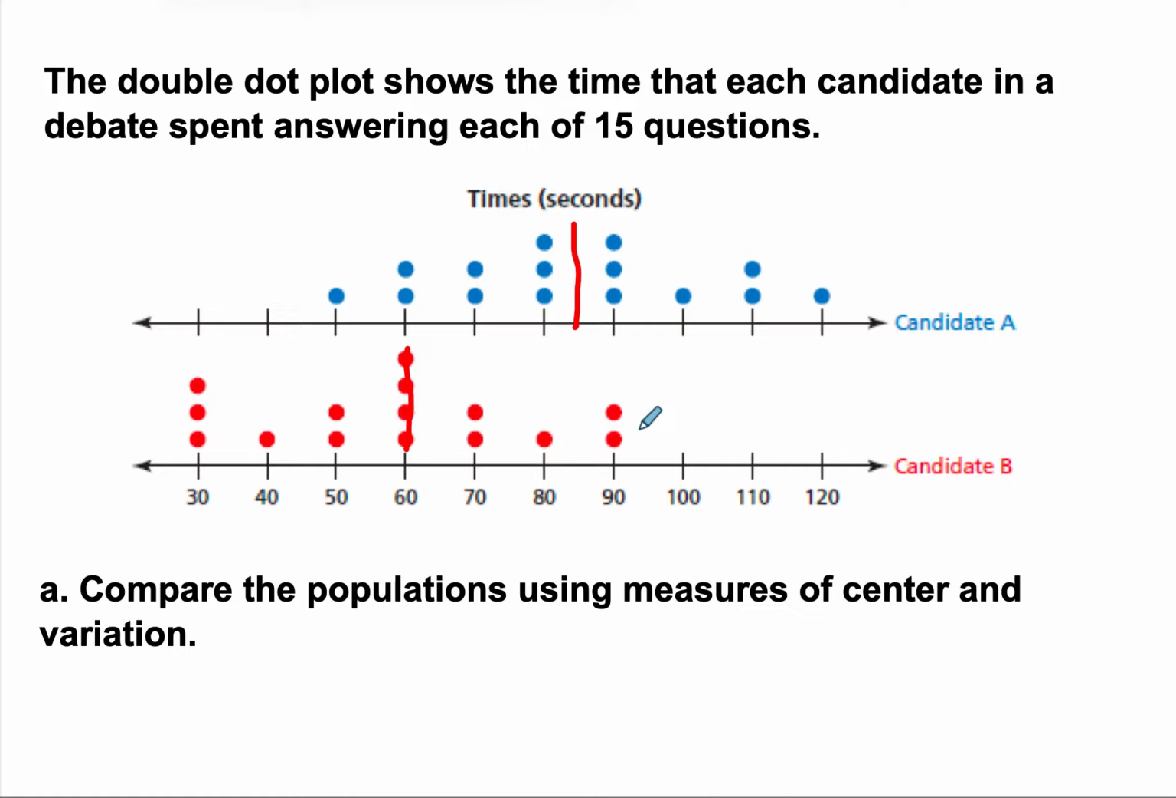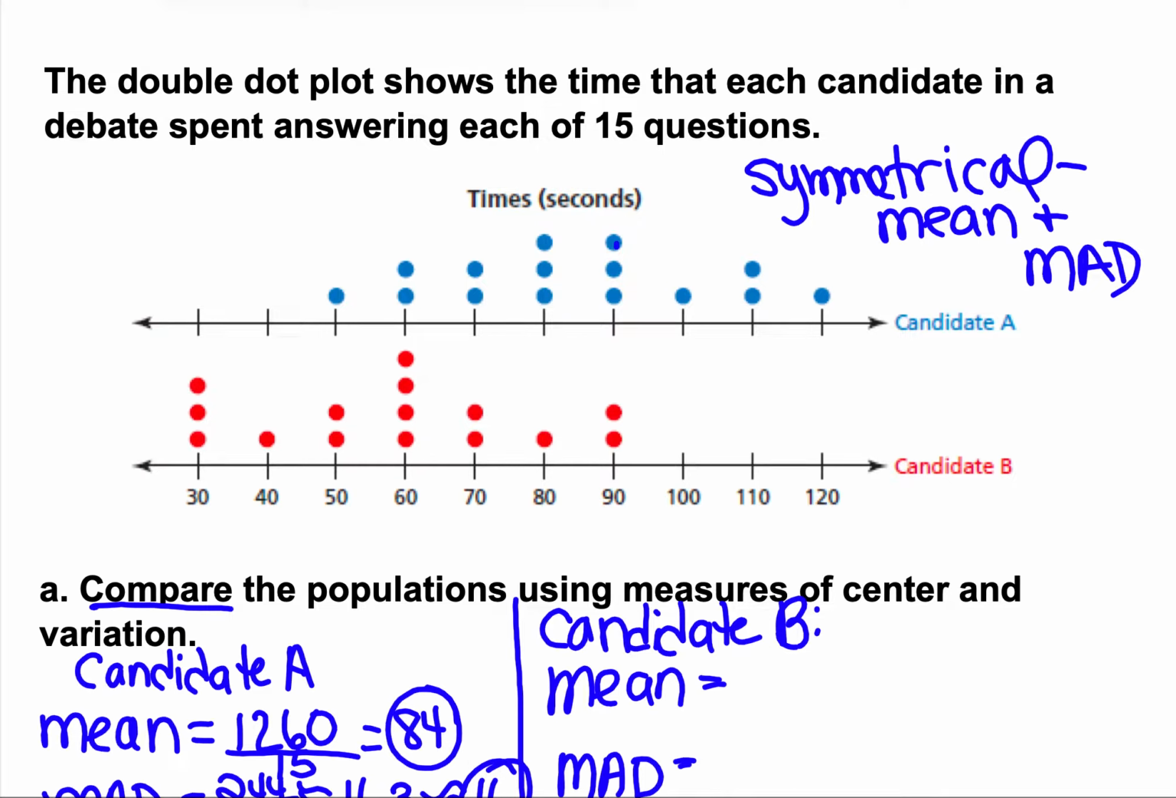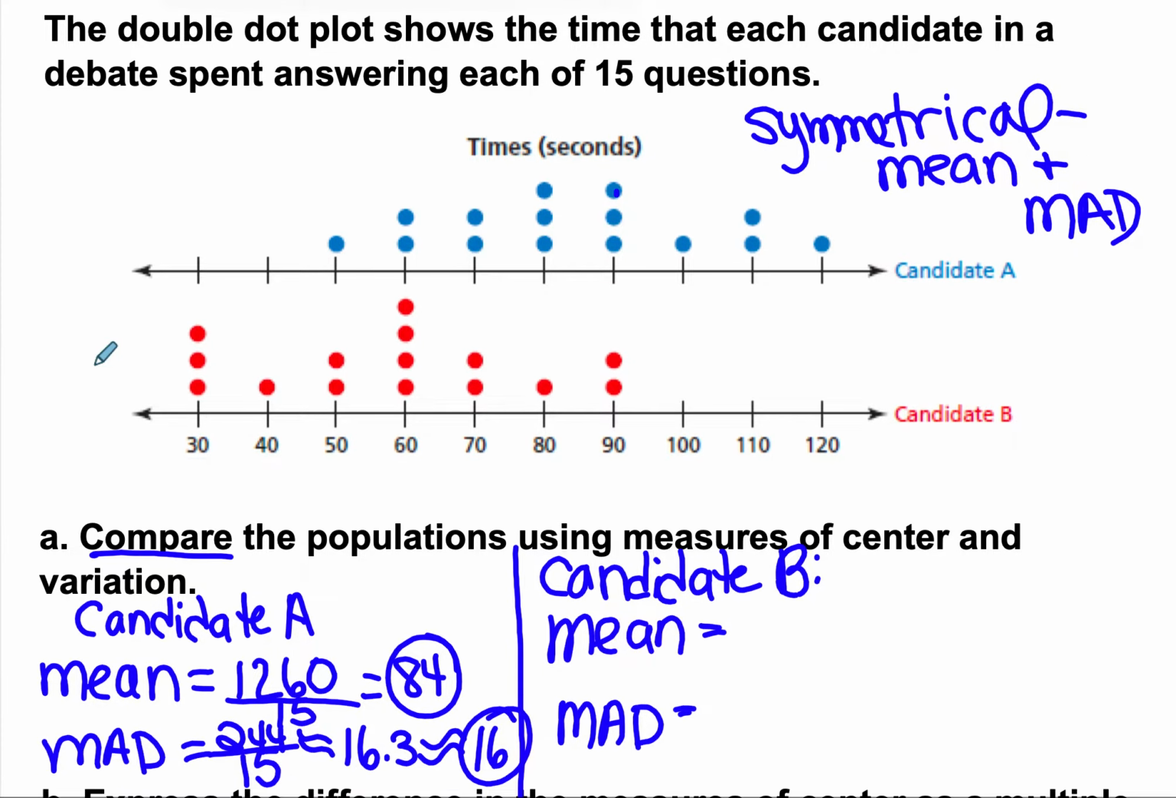So since I know I'm doing a symmetrical graph, I'm going to find the mean and the MAD for these numbers. All right, so I've got symmetrical, I've got mean and MAD. I wrote that down for you up here. That's our plan. So here's how I did this, and I already have my answers down here for you. For candidate A, I'm going to scroll a little so we can see it a little better.